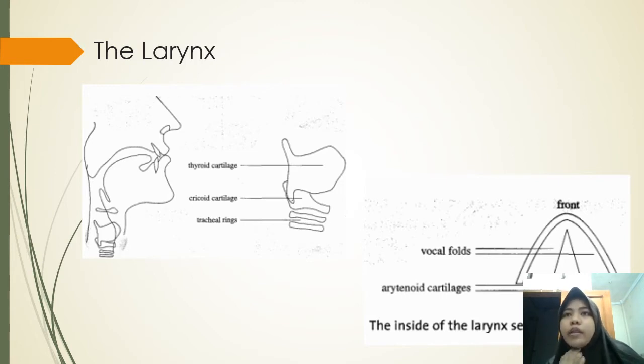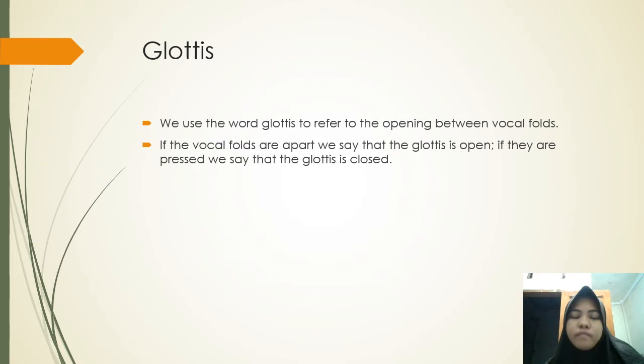That is the part that vibrates when you produce sound. So you have that inside your larynx. Next, talking about the glottis. The word glottis refers to the opening between the vocal folds. Inside your larynx, you have vocal folds, and the opening between them is called the glottis. If the vocal folds are apart, we say that the glottis is open. If they are pressed together, we say that the glottis is closed.